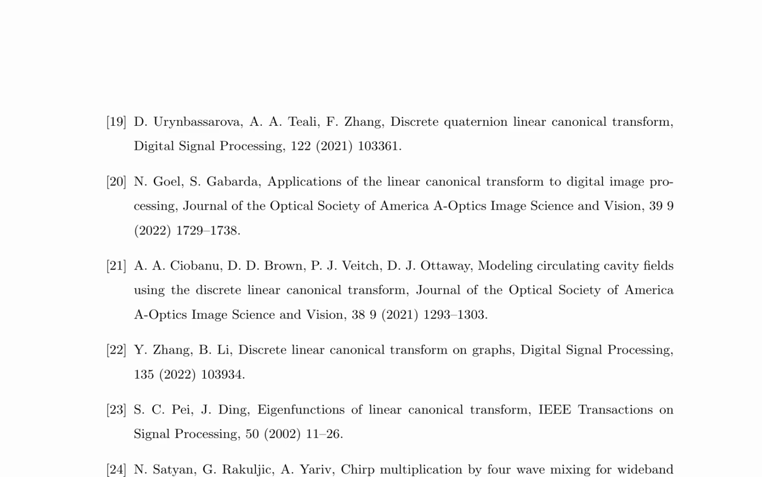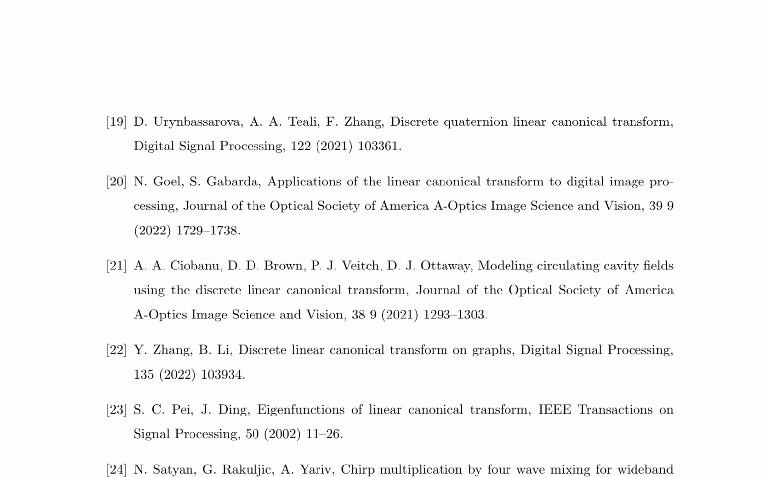The LCT is a powerful tool for signal analysis and has been extensively studied in various fields. Its discrete version has been explored for signal processing on graphs and digital signal processing in 19 and 22, respectively. Applications of the LCT to digital image processing and modeling circulating cavity fields are demonstrated in 20 and 21. Eigenfunctions of the LCT, fundamental to understanding the transform, are studied in 23.